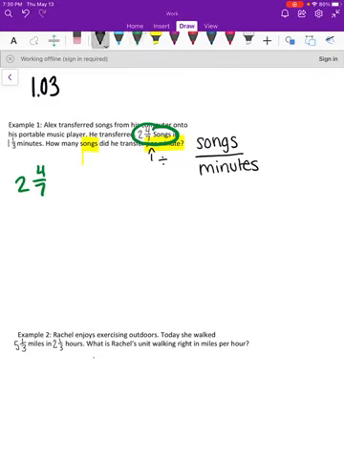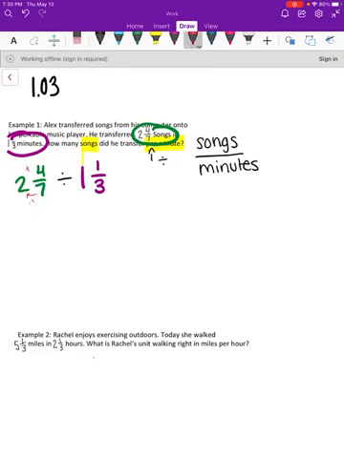And we are going to divide that by minutes. And it says 1 1/3 minutes. So 1 1/3 minutes. Before we divide, we need to convert those from mixed numbers to improper fractions. So how we do that is we multiply and add.